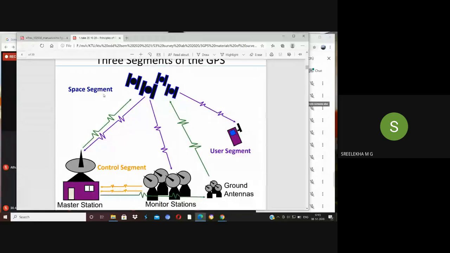And what is the user segment? It is the users who are using the GPS, that is, who are keeping the GPS receiver. It may be GPS equipment or some mobile. Whatever the user, it is the user segment. Then there is the control segment.